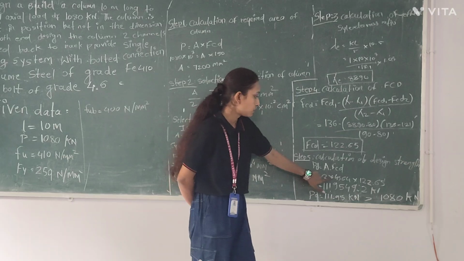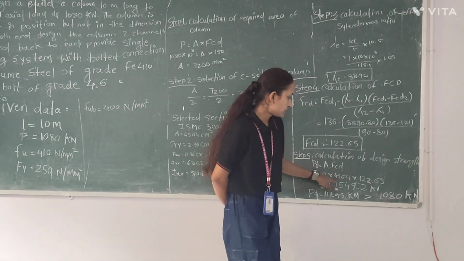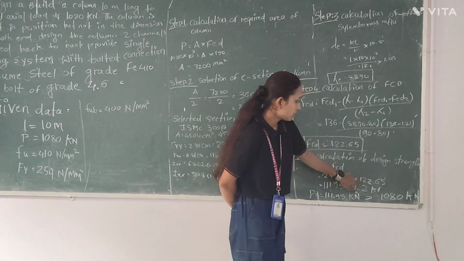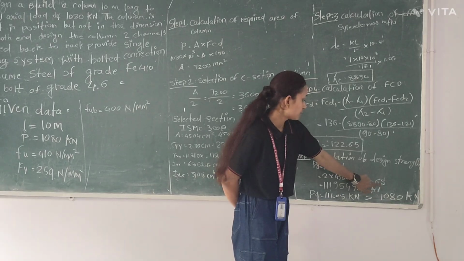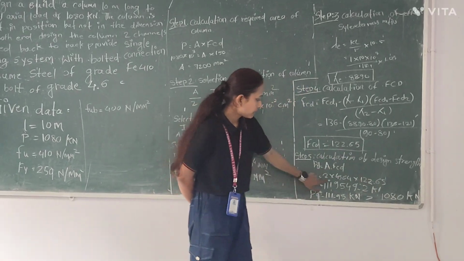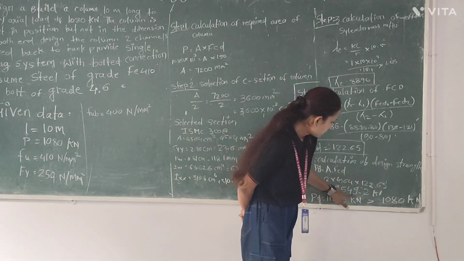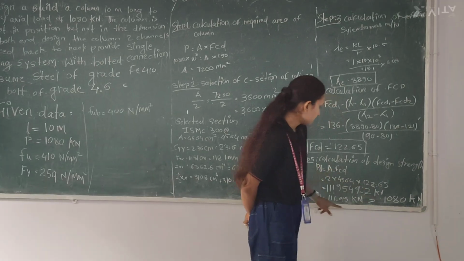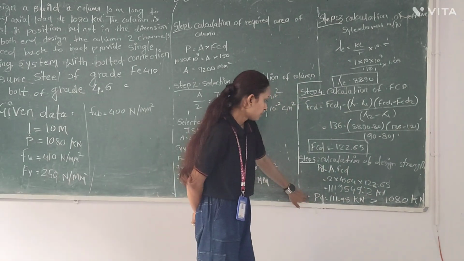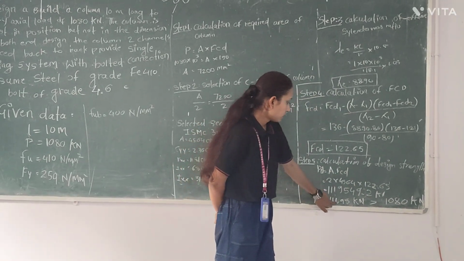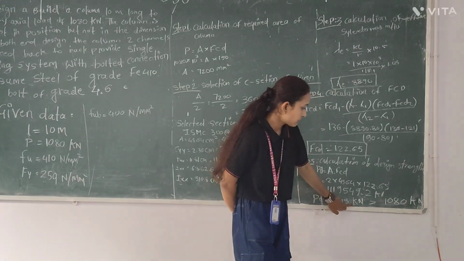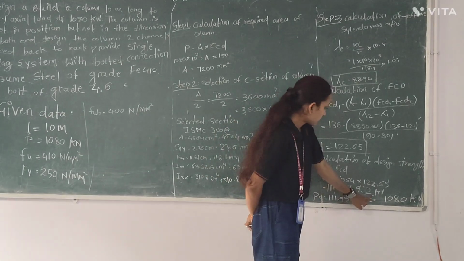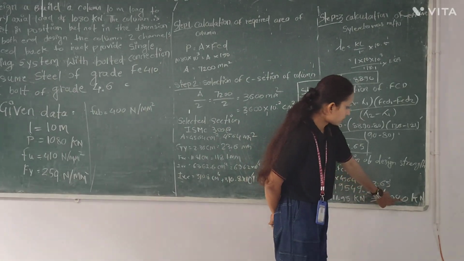Step 5. Calculation of design strength. PD is equal to A into FCD is equal to 2 channels into area 4564 into FCD 122.565, which is equal to 1194.02 kilonewton. PD is equal to 1195 kilonewton, greater than 1080 kilonewton.